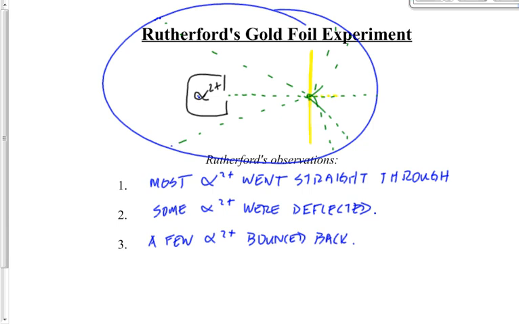So what do these observations lead Rutherford and his assistants to conclude? Well, the first observation, the fact that most of the alpha particles went straight through, led them to conclude something relatively simple. Let me give you an analogy to help you understand this. Okay, we got a football field outside.